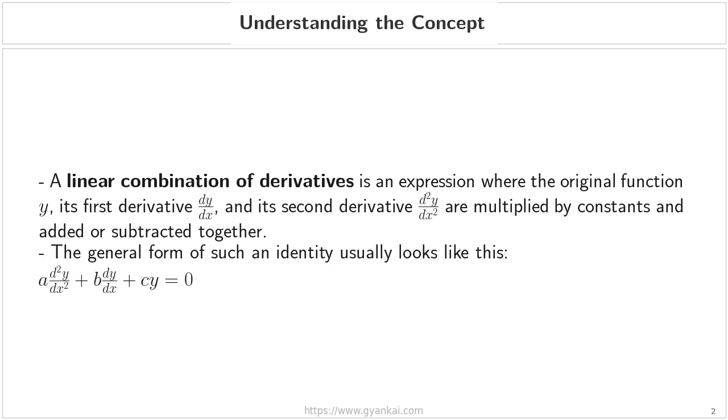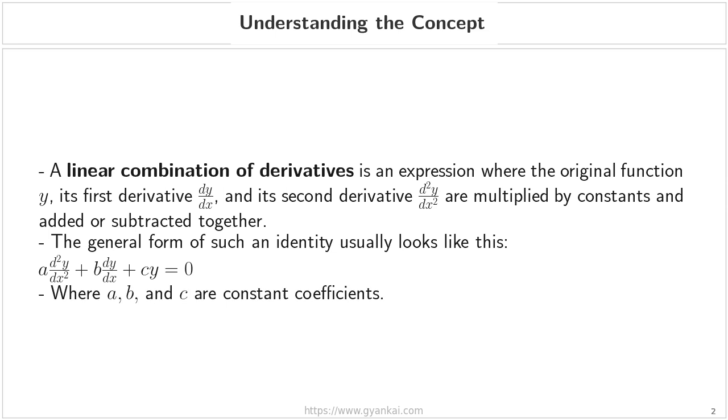To help you visualize this, the general form of such an identity usually looks like this: a times the second derivative of y with respect to x, plus b times the first derivative of y with respect to x, plus c times y, all equaling 0. In this general equation, the letters a, b, and c represent constant coefficients, which are simply fixed numerical values.